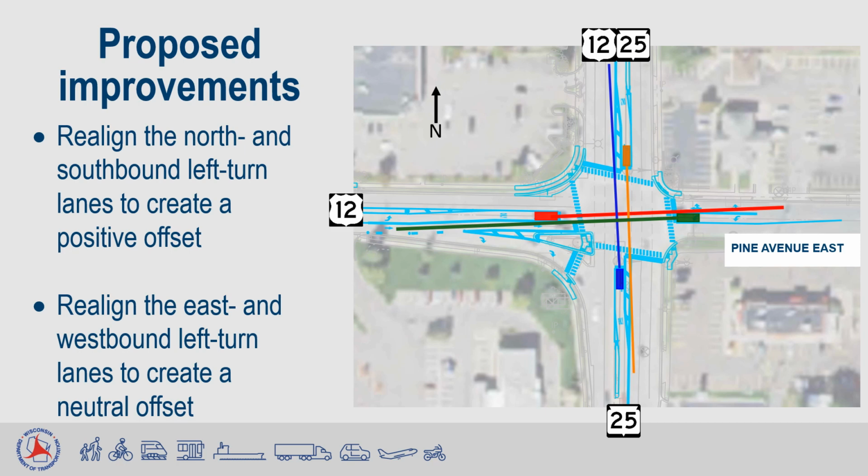As discussed previously, the project also seeks to improve the intersection's left turn offset configurations. As shown on the screen now, the north and southbound left turn lanes will be reconfigured to be positively offset, which is an improvement over the existing condition. The east and westbound lanes will also be improved to a neutral offset configuration. Overall, left-turning sightlines are improved on all approaches.